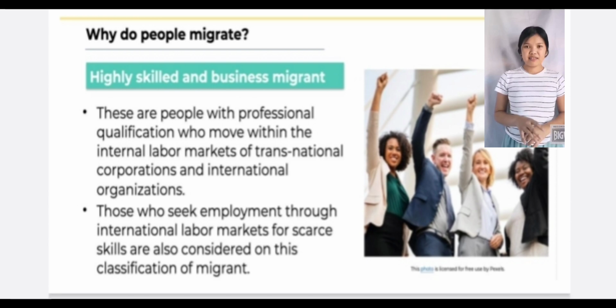Highly skilled and business migrant. These are people with professional qualifications who move within the internal labor markets of transnational corporations and international organizations. Those who seek employment through international labor markets for scarce skills are also considered in this qualification of migrants.